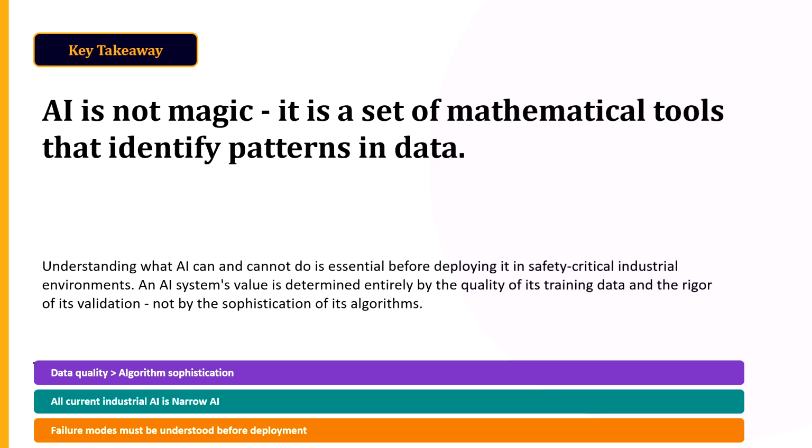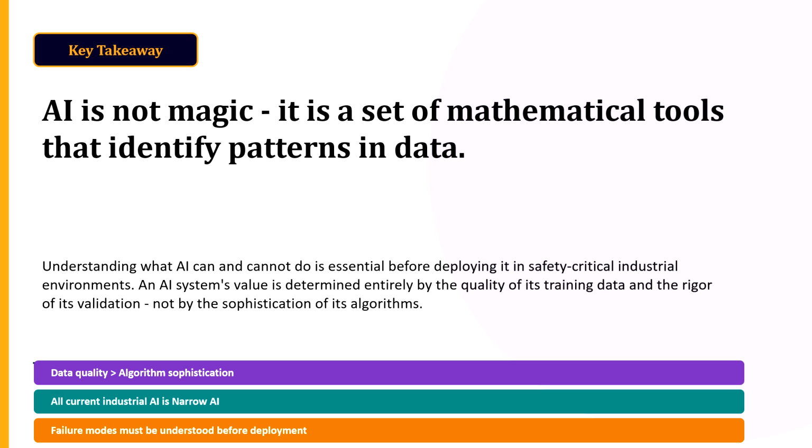Let me distill this entire module into its single most important message. Artificial intelligence is not magic. I know that sounds obvious, but the way artificial intelligence is often discussed, in the news, in vendor presentations, in executive briefings, it can feel like something fundamentally different from other engineering tools. It isn't. Artificial intelligence is mathematics. Specifically, it's a family of mathematical techniques for identifying patterns in data and making predictions or decisions based on those patterns. That framing matters because it leads directly to the right questions.